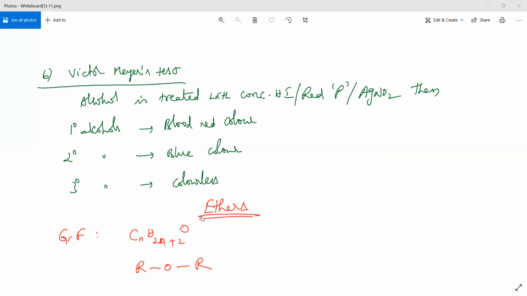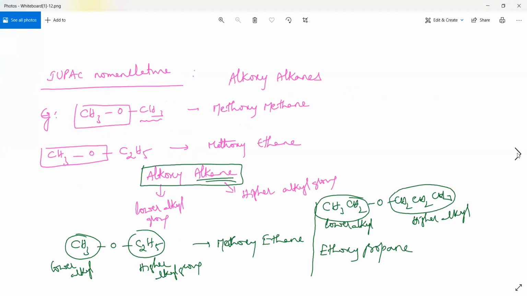Okay. So the next topic is ethers. Ethers have the general formula CnH2n+2O. General representation ROR. Next, IUPAC nomenclature. Ethers are called alkoxy alkanes.